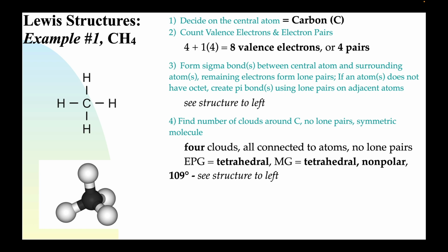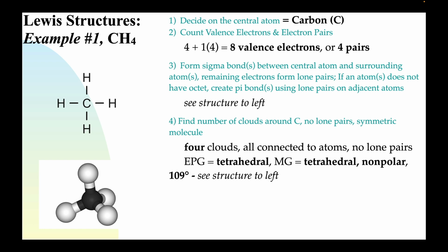Then I started placing lone pairs or sigma bonds between the outer atoms and the middle one to connect them. That actually took all 4 pairs. I didn't have anything left for lone pairs or stuff like that, which we'll talk about in the next example. So CH4 there in the middle left is actually the Lewis structure for CH4.